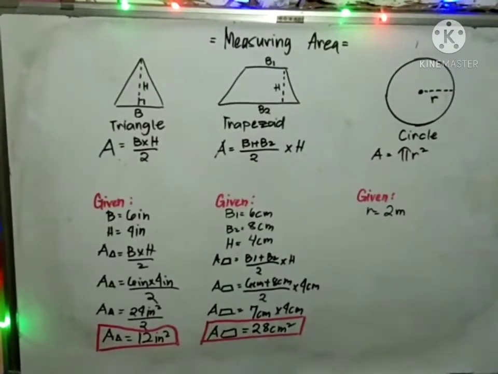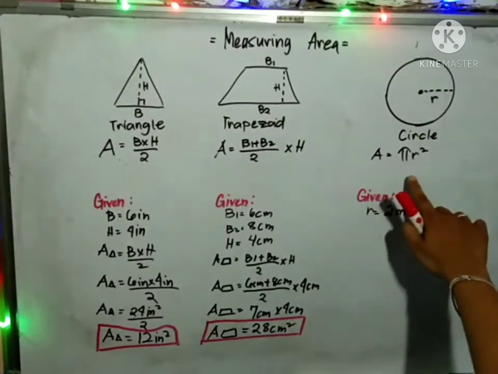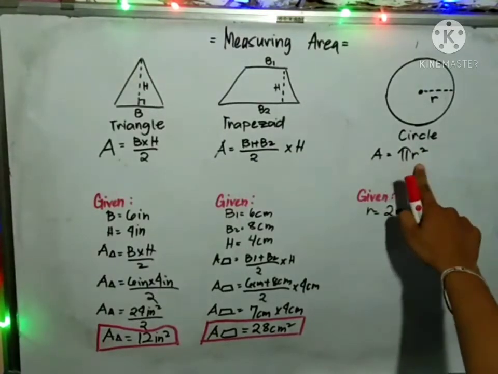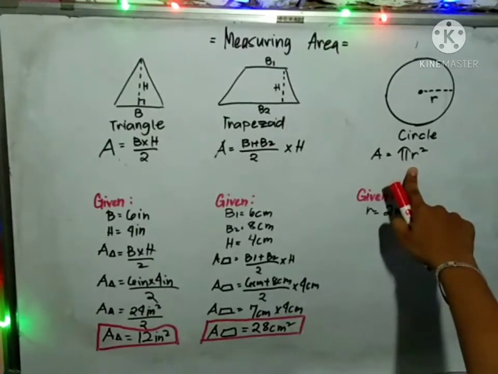Okay, let us now proceed to our last plane figure. Meron tayo ditong circle. Sabi daw ang circle natin is pi r squared ang kanyang area. Again, ulitin ko, kapag ang given po ay diameter, i-divide muna natin ang diameter sa 2 para makuha natin yung radius. Hindi po natin pwedeng gamitin yung diameter mismo.